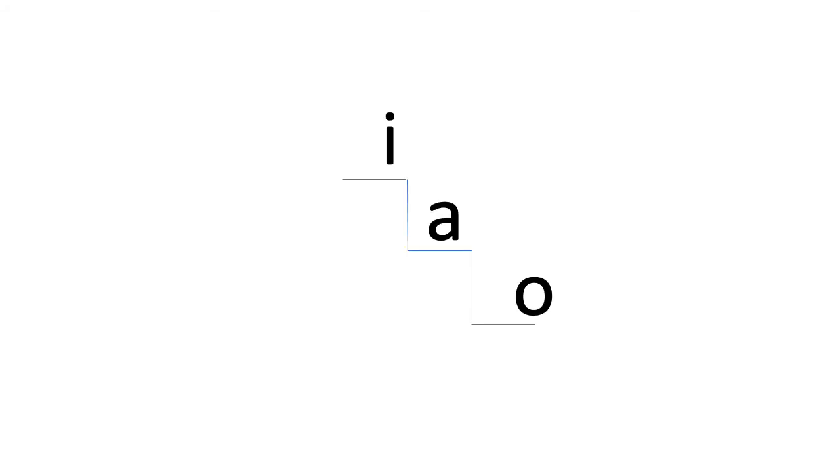Now let's compare A and A. Which one is your jaw more closed on when you say these sounds? A is more closed, A is more open. Therefore, the letter A sits between the I and the O on the staircase.